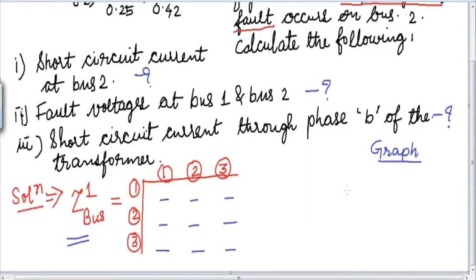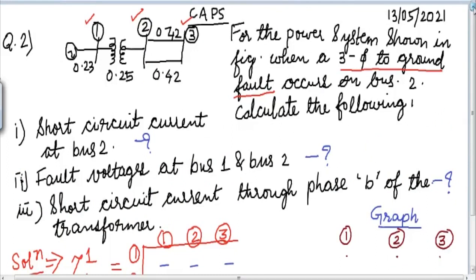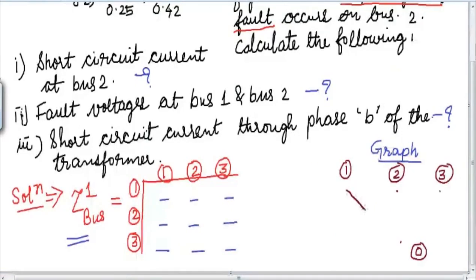You can take this. So there are 3 buses. I will make the 3 buses this way one by one. Bus number 1, bus number 2, bus number 3, and the reference bus, that is bus number 0. So in this way I have drawn all the buses. After drawing all the buses, I have to check the power system network. Here the generator is connected to bus number 1 only. So I have to connect bus number 1 with 0. So this will be bus number 1 with 0.